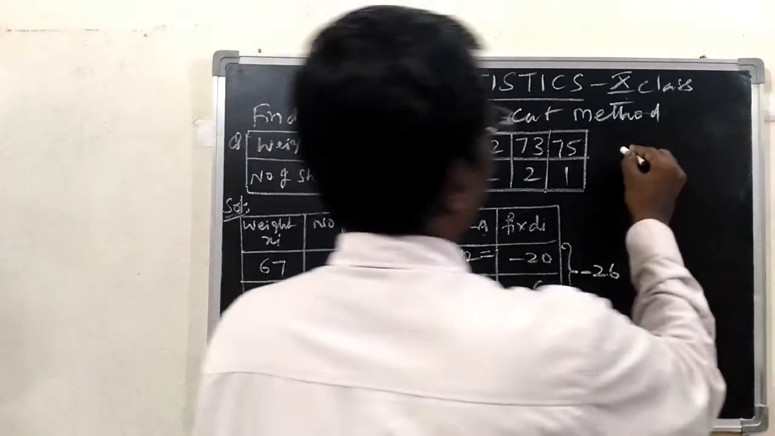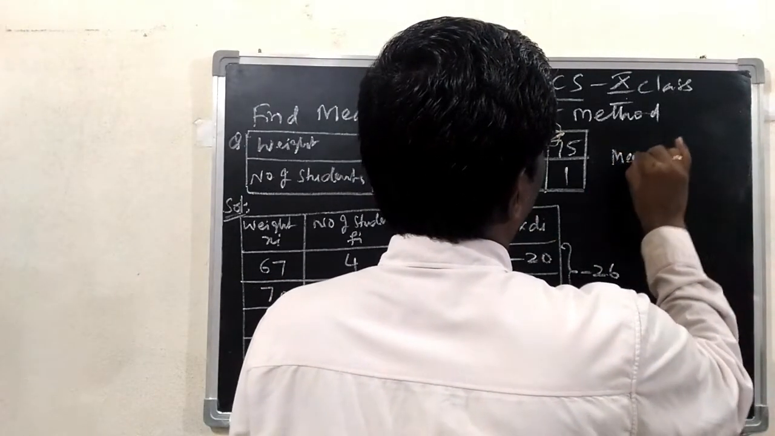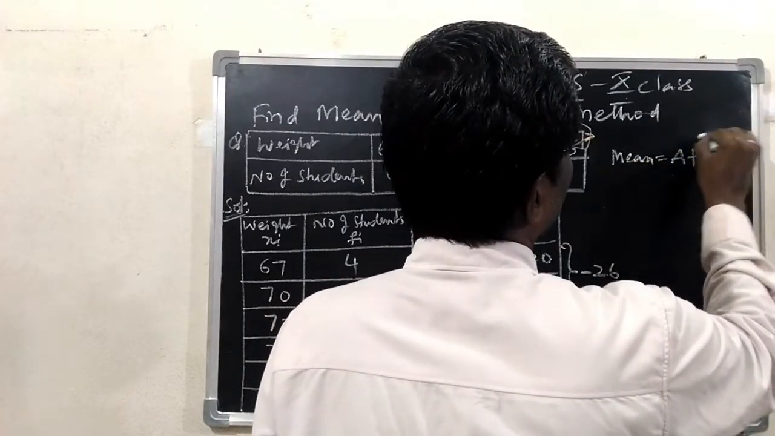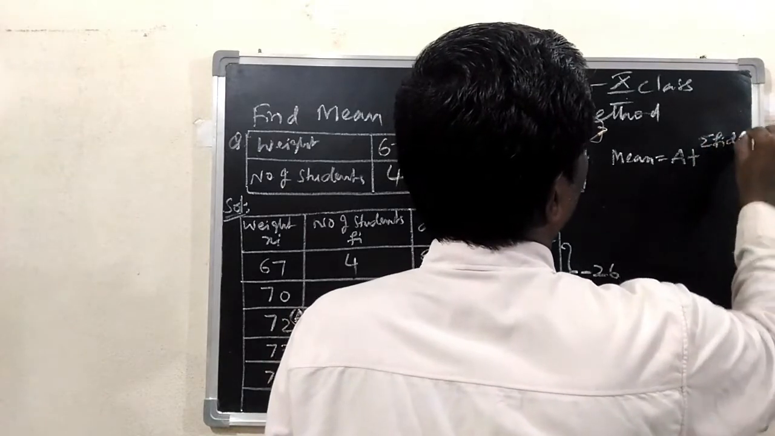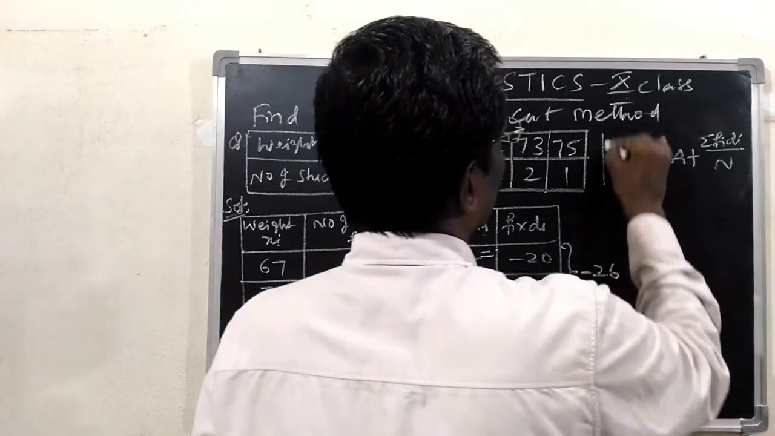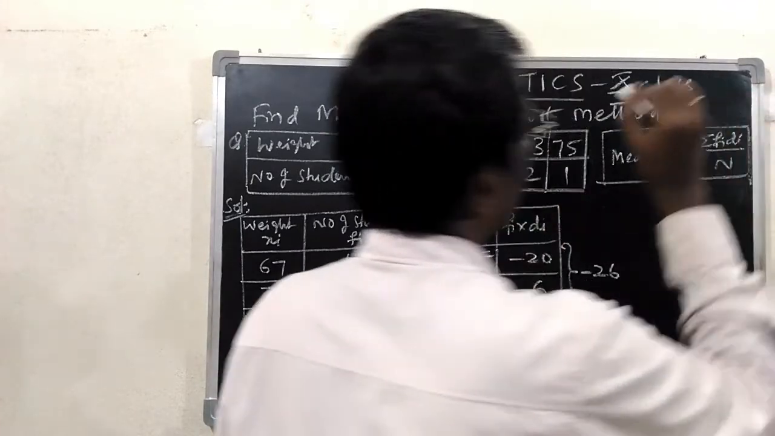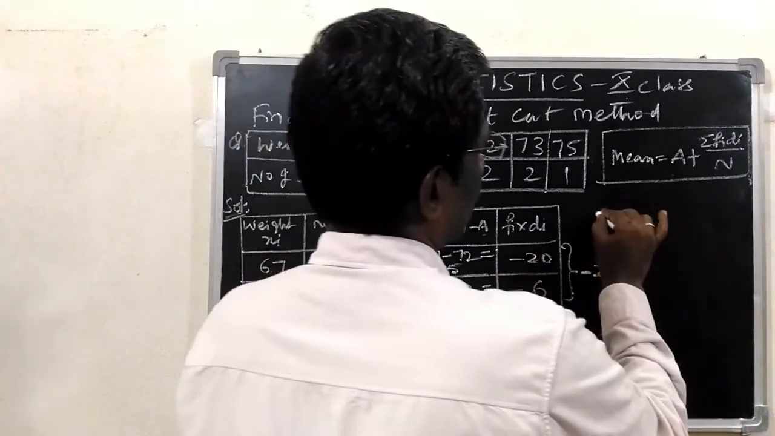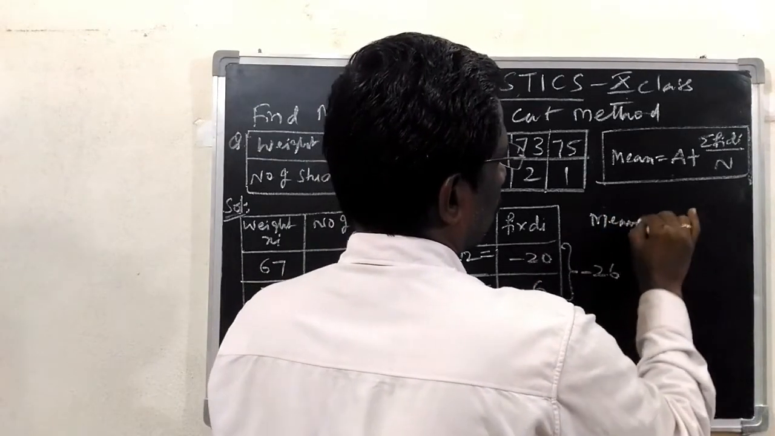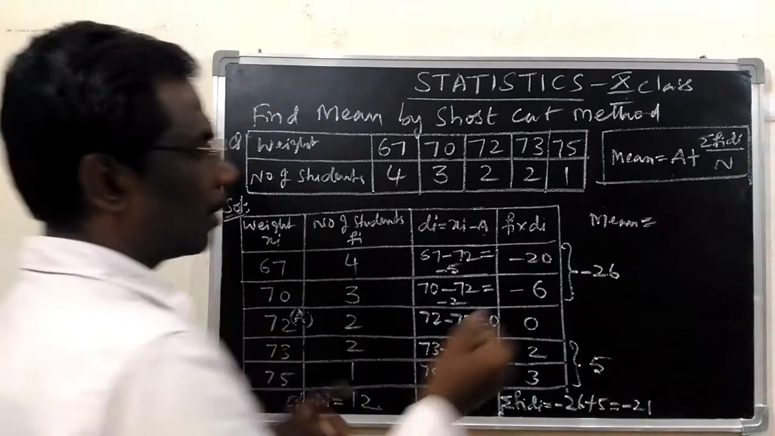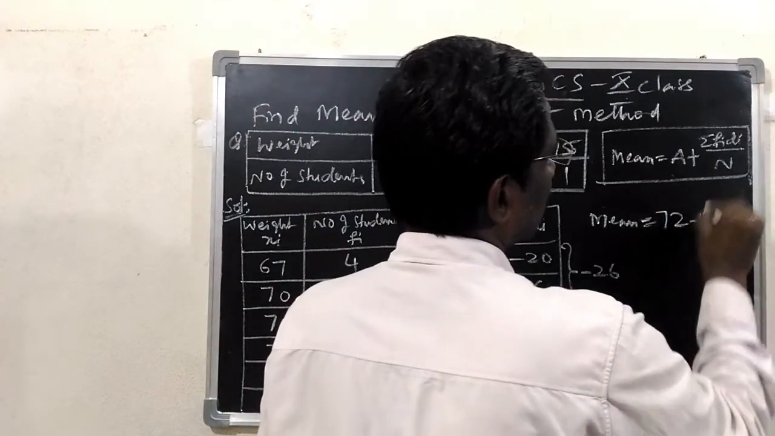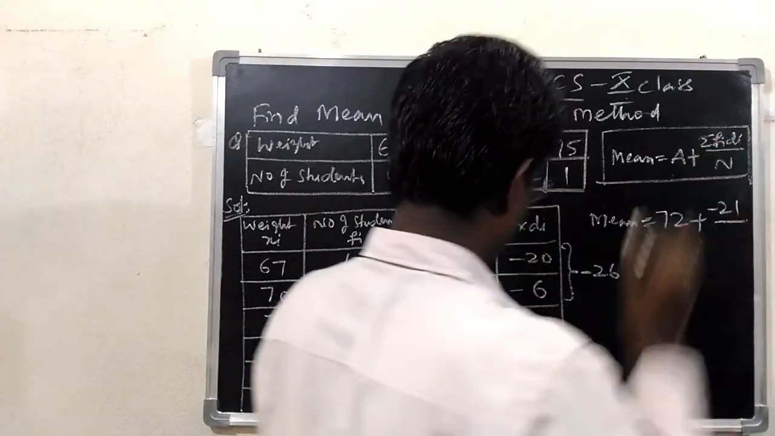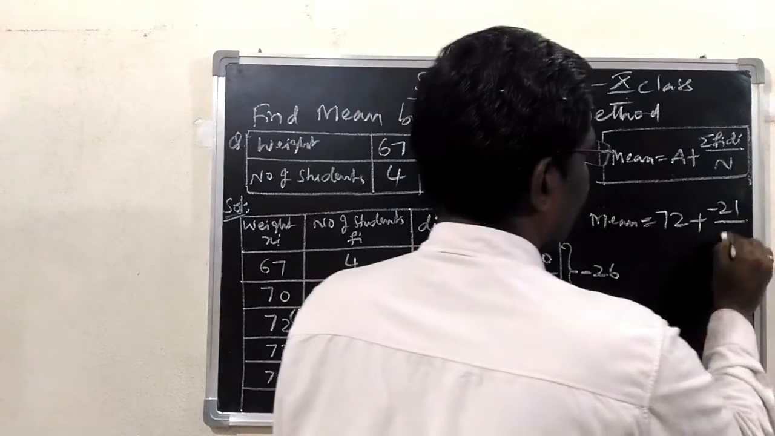Now we write the formula. Mean is equal to a plus sigma fi di by n. This is the formula of the shortcut method of the mean. So your mean is equal to a, and a is 72, plus sigma fi di is minus 21, by n value is 12.